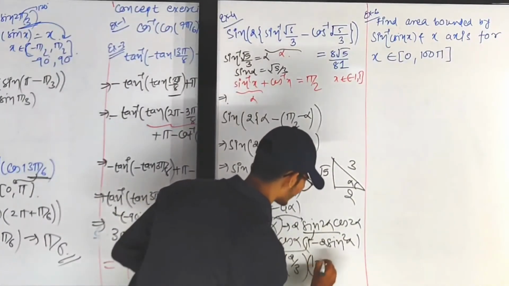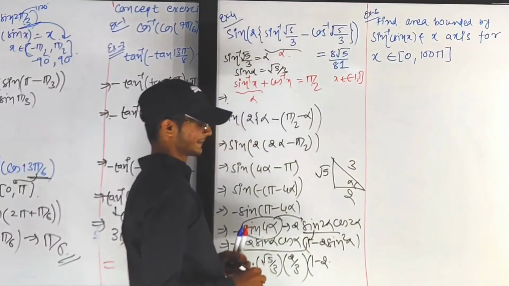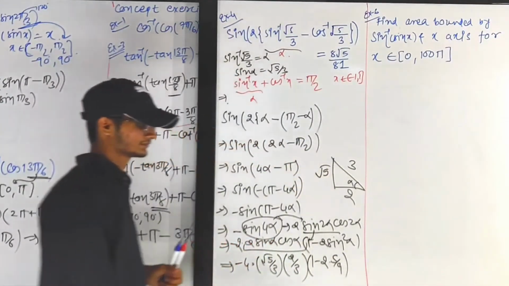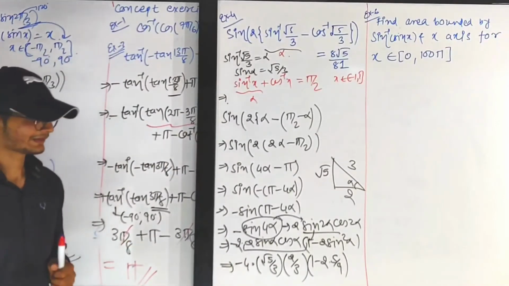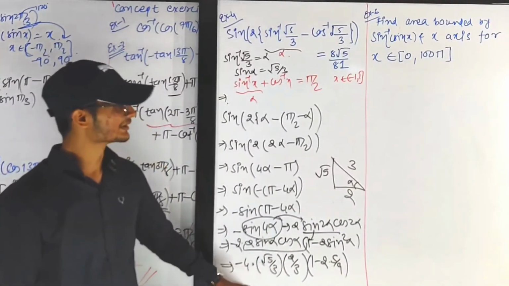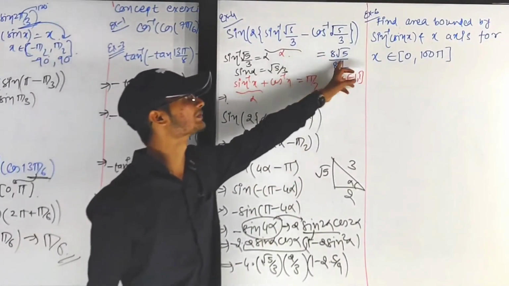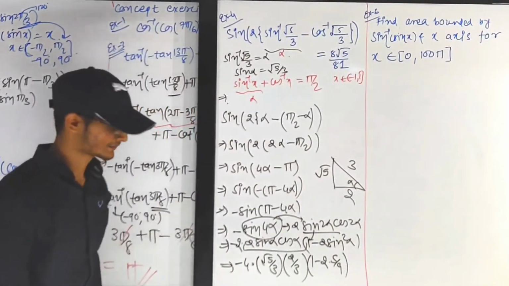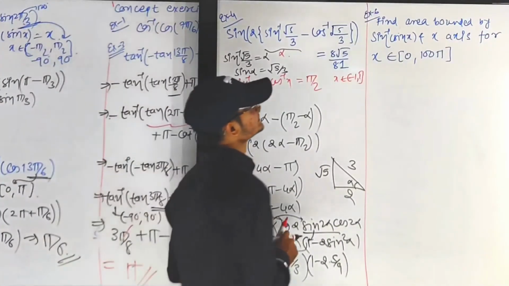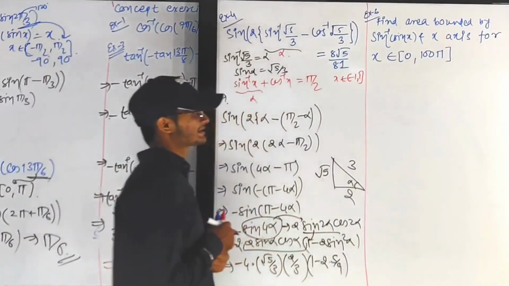Now here, 1 minus 2 sine square alpha, sine square alpha is 5 by 9. And if you solve this expression, then you will get 8 root 5 by 81. I am not going to solve this, you will solve it. Okay. Now next we see example number 6.